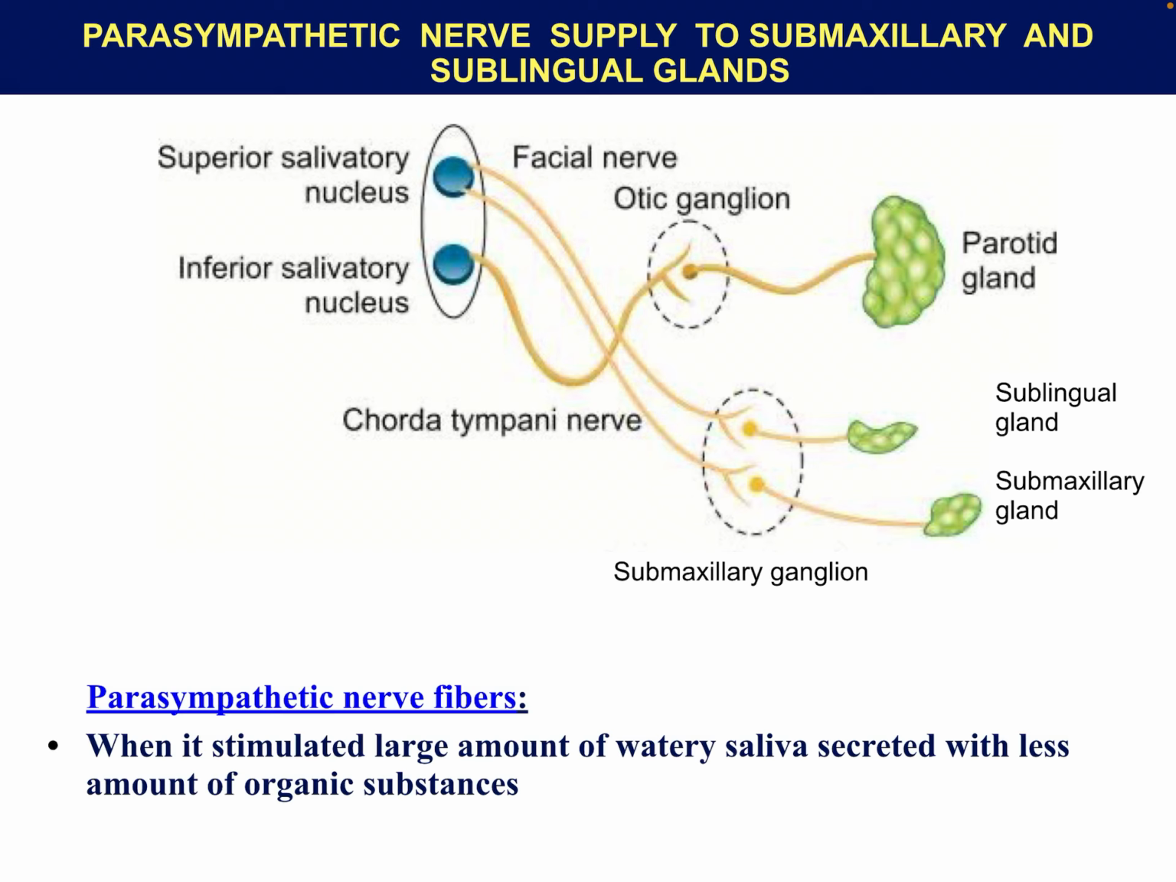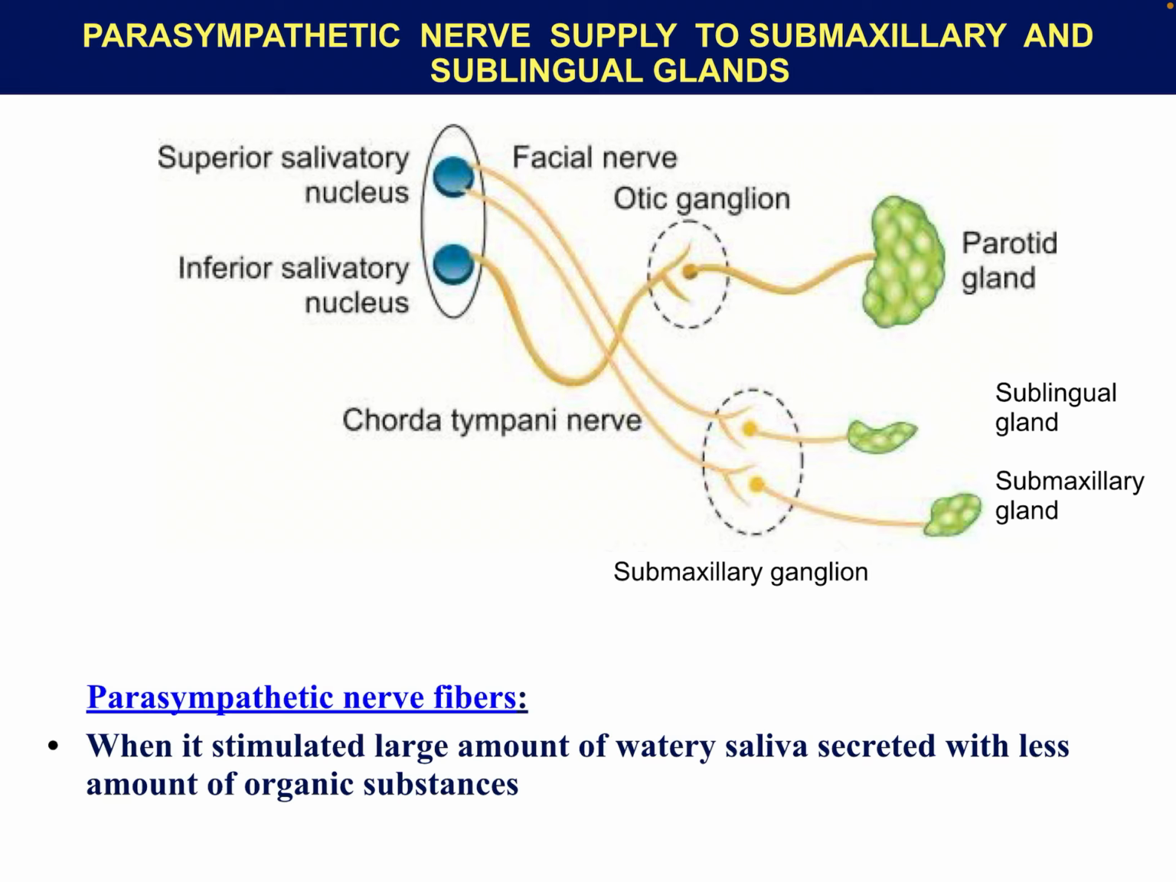Next is the parasympathetic nerve supply to the salivary glands. Preganglionic nerve fibers arise from the superior and inferior salivatory nucleus. Nerve fibers arising from the superior salivatory nucleus terminate in the submaxillary ganglion. Postganglionic fibers arise from this ganglion and terminate on the sublingual gland and submaxillary gland.